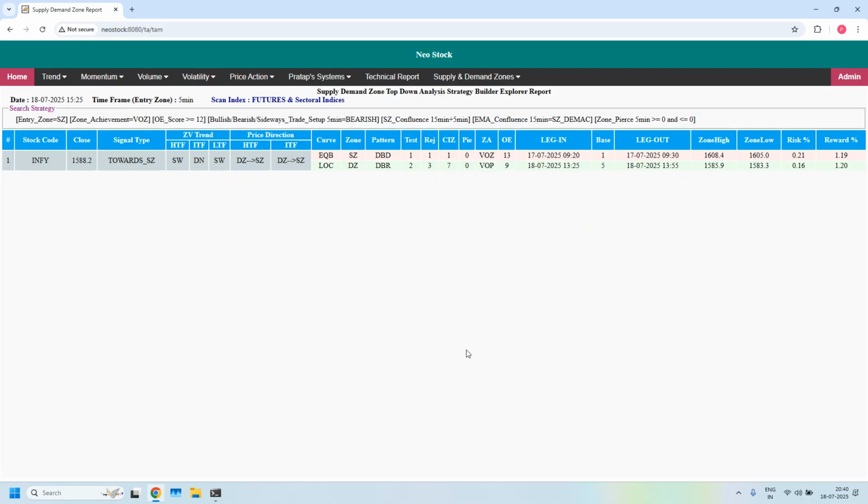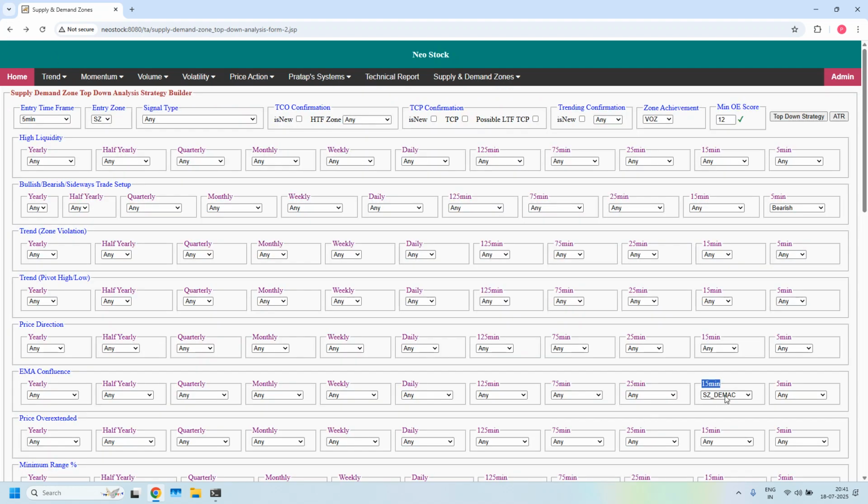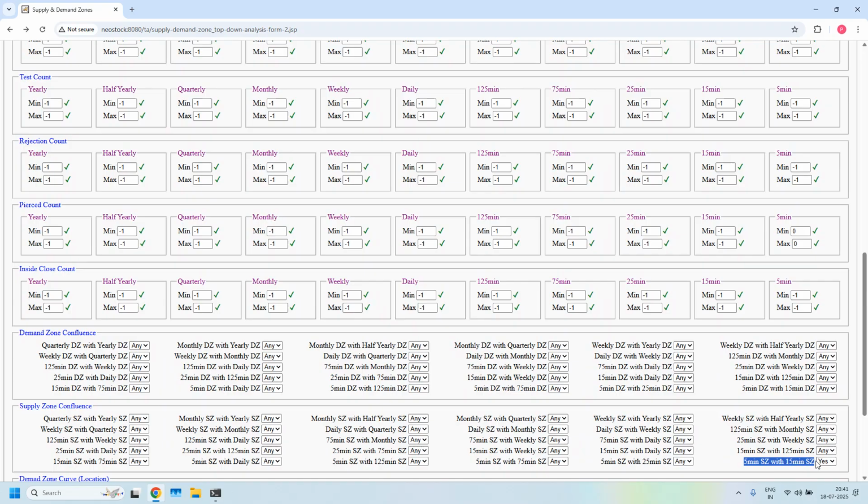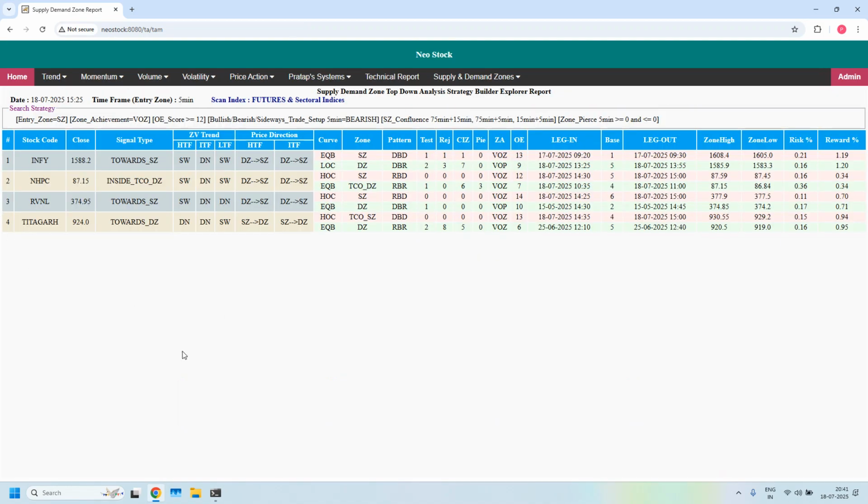Okay, next we will look into LTF, ITF and HTF supply zone confluence supported stocks. Removing EMA filter. In the supply zone confluence, 3 filters we have to set. First one already enabled. Next 5 minutes and 75 minutes, 15 minutes and 75 minutes supply zone confluence. With all the 3 filters, we got 4 stocks. In all these 4 stocks, 5 minute supply zones are overlapped with 15 minute supply zone, both together overlapped with 75 minutes. And 75 minutes trend is down in only one stock.